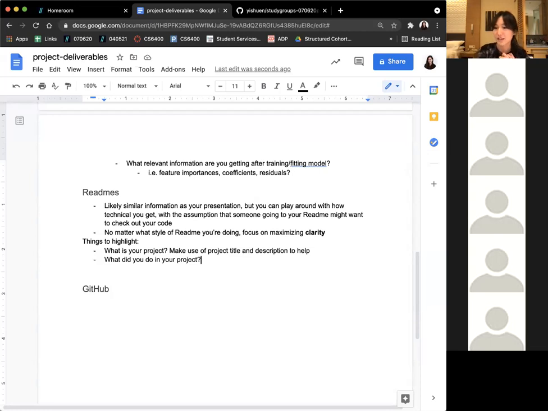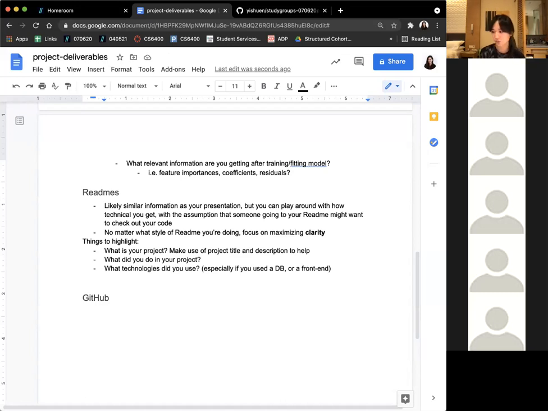Something that you may or may not incorporate here is also what technologies did you use? It's good if your project includes a lot of other things. If you're just doing a Jupyter notebook project, it's a little bit less relevant. It would be especially relevant if you used a database or a front end. Those are good things to mention.